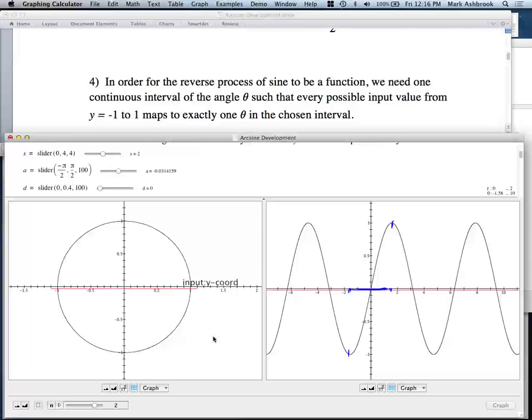So this is the most convenient choice, and this is what mathematicians, okay, watch this, ready? Here we go, don't miss it. So this is what mathematicians have decided long ago would be our range of angles to make this reverse process a function. So that for every value that you pick from -1 to 1, the y-coordinate maps or points to just one angle.